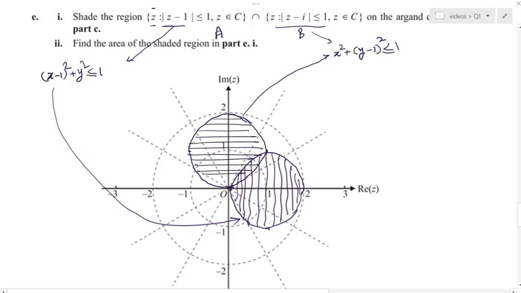Okay, so that is done. That's what you were required to do in this question, and you are done. Just remember the coordinates of this point are 1, 1, because that's where these two circles intersect, and you've got 0, 0 as well.